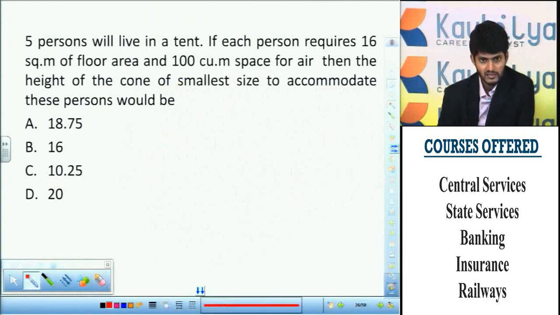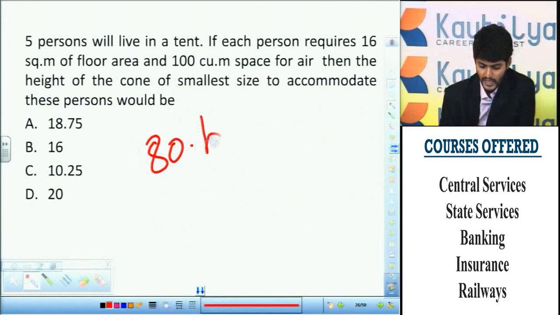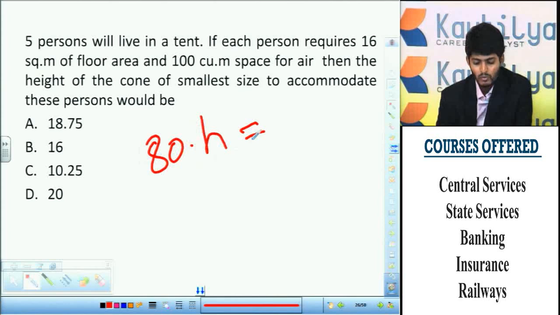in this case 5 persons will live in a tent if each person requires 16 square meters of floor area. So the floor area means surface area, 5 into 16, so you have 80. This is your surface area. If you multiply this with your height, you should get the volume. What is the volume? And every person here requires how much?